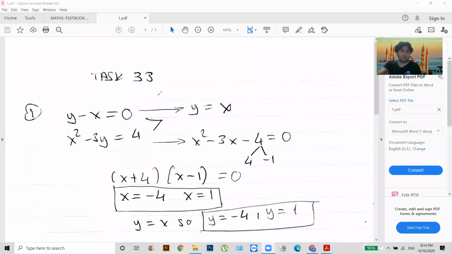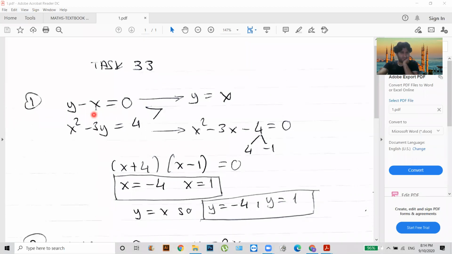Okay, guys, these are the questions in task 33. We've done these questions in class. That's why I'm going to be a bit quick. All right, so guys, as you can see here, this is a linear equation. This one is a quadratic equation.